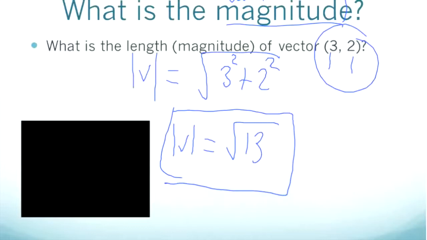Questions on this first one? Yep, this is definitely part of the essential question. So let's keep chugging away and we'll try some more. So again, magnitude just means length. How do we find the magnitude? We use the Pythagorean theorem.